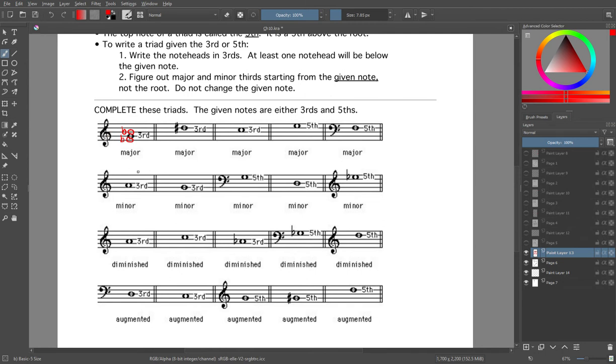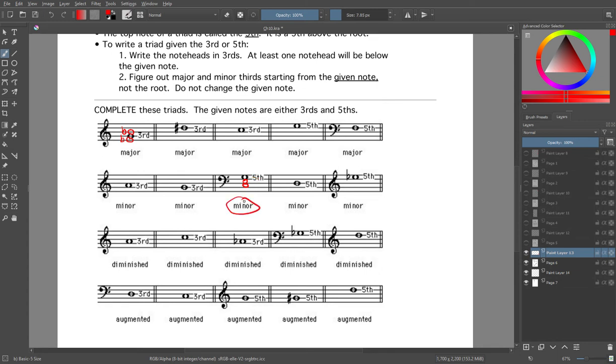Now we're going to take a look at this one here. We're going to find the minor triad and the third. Actually, I'm going to do this one right here. We're going to find the minor triad, but the fifth is given. So the fifth is the top of the triad. So we need to draw the note heads underneath. There's the root, the third, and then the fifth.